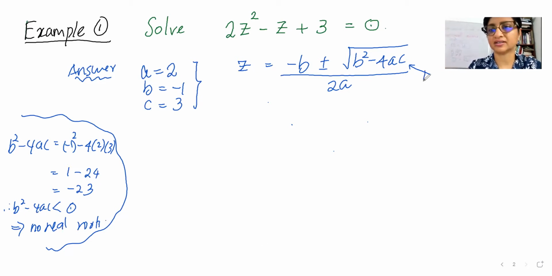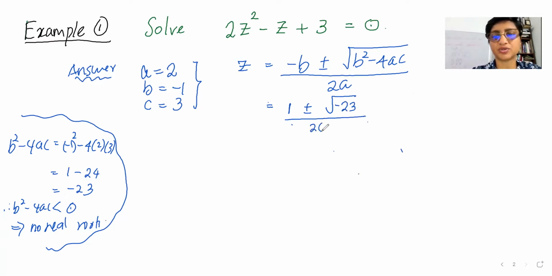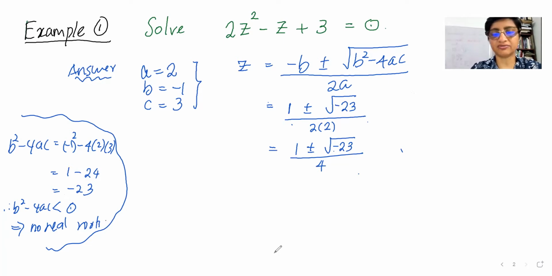I'm going to put the values in this formula. Okay, let's do it together. Minus b is minus minus 1, which is 1, plus or minus. I just found b squared minus 4ac here, so I will just put minus 23. Root minus 23 over 2a. 2a is 2 times 2, that's 4. So 1 plus or minus root minus 23 over 4.